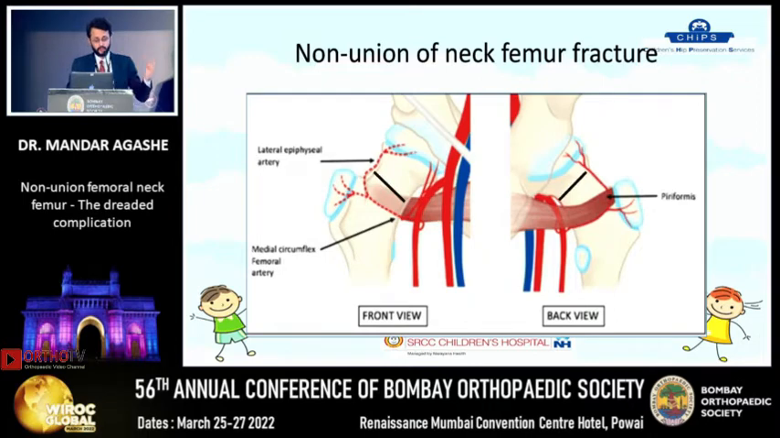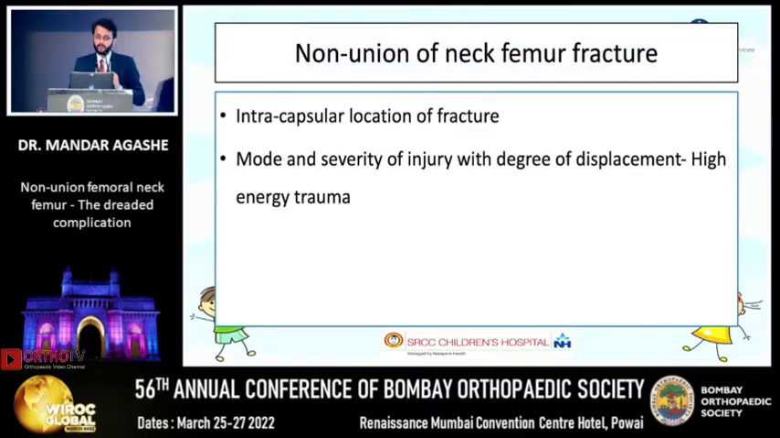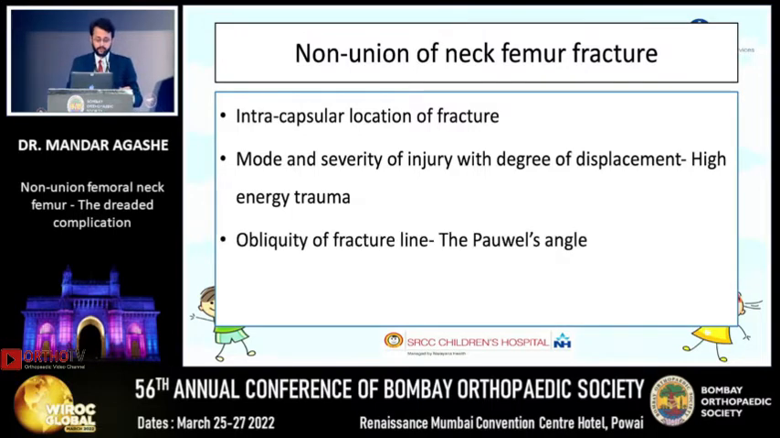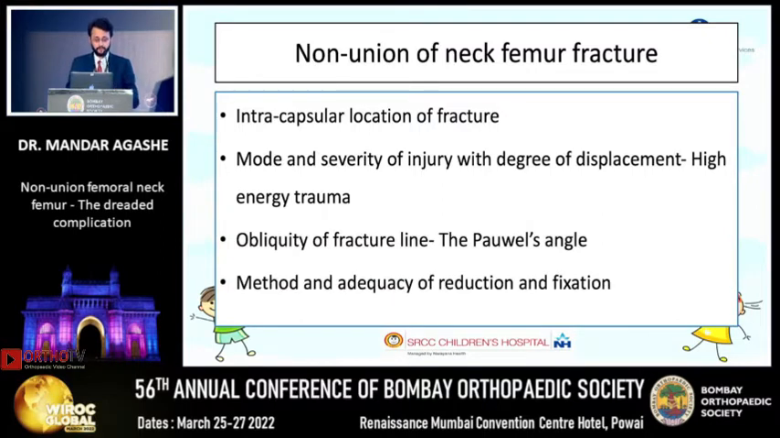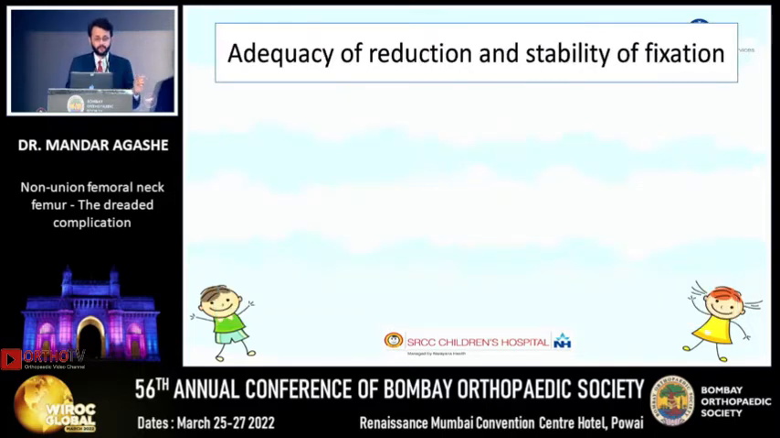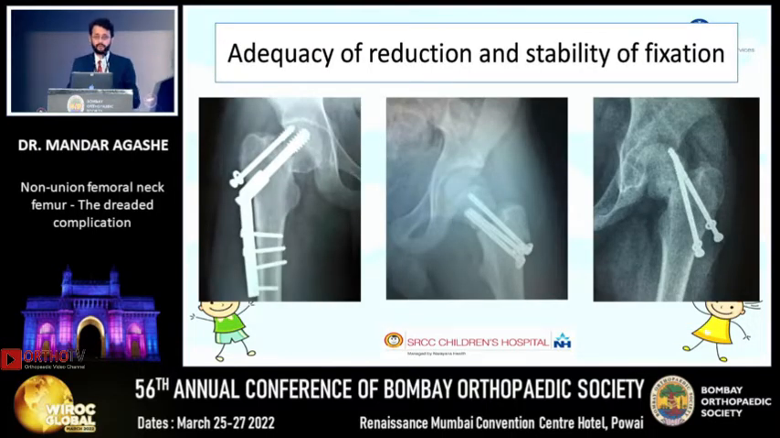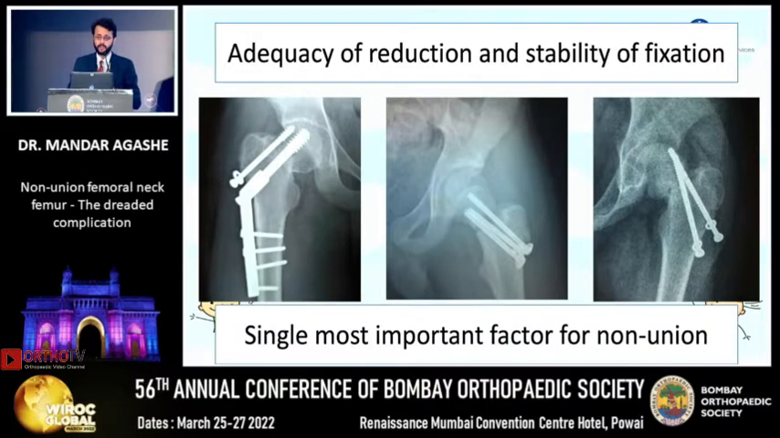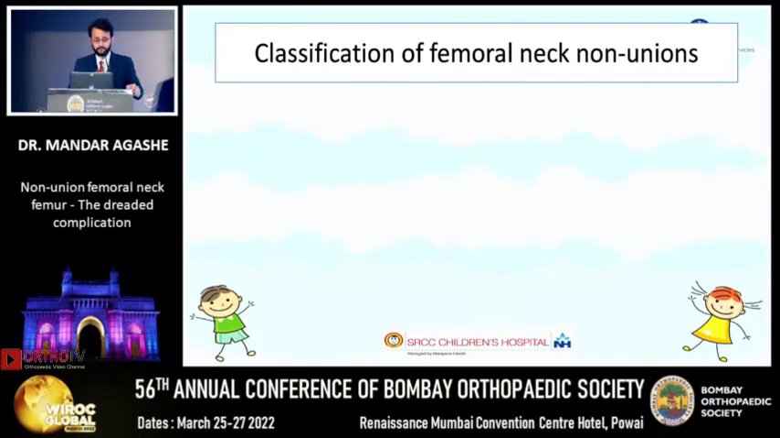One of the main causes of non-union is the fact that it is inside the joint, so it is always bathed in synovial fluid. The second is the mode and severity of the injury with the degree of displacement. The obliquity of the fracture line, the Powell's angle, makes a lot of difference, and the method and adequacy of fixation and reduction is also very, very important. We many a times get X-rays where the fracture has not been reduced well and not fixed well, and that is a sure shot recipe for non-union of the neck femur.